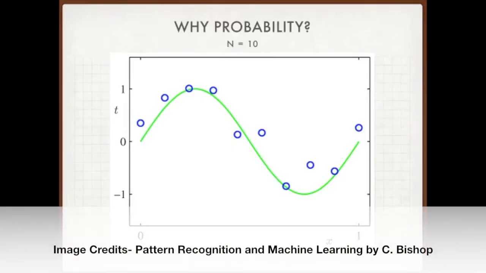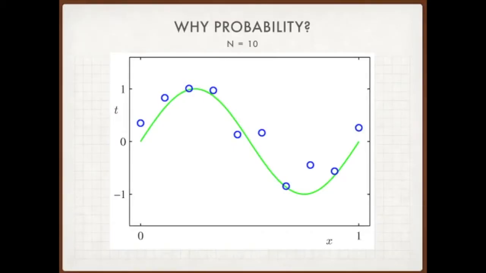Let's first start by understanding why we need probability. To do this, we can go back to our regression problem where we have access to only 10 noisy data points sampled from an underlying sine wave. The figure on your screen shows the available data points as blue bubbles and the underlying sine wave in green.